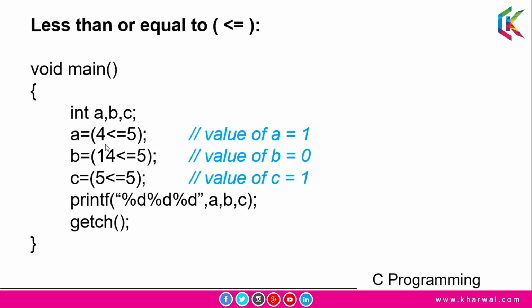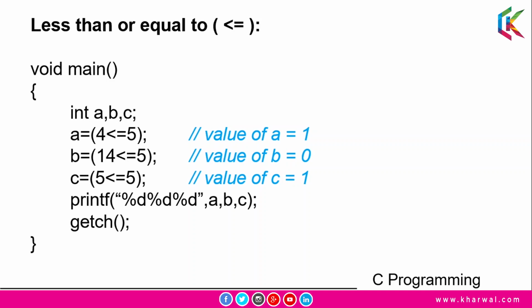Guys, in this expression 4 less than equal to 5, so this expression will be true and it will return 1. That will be stored to A. And in the next expression 14 less than equal to 5, so this expression will be false and the value of B will be 0. And in the next expression 5 less than equal to 5, and this expression will be true because 5 is equal to 5. So the value of C will be 1.